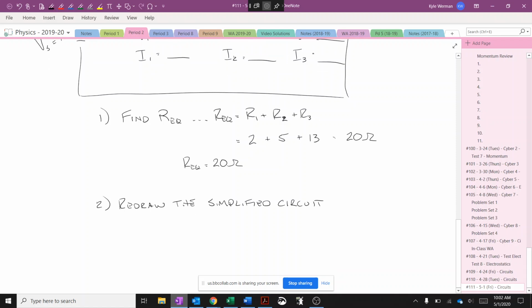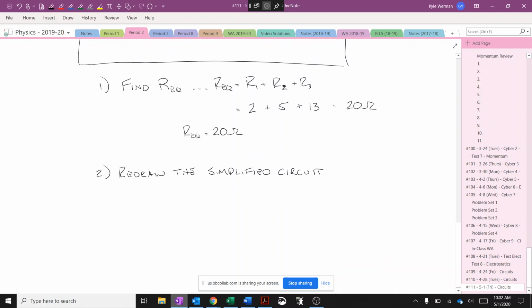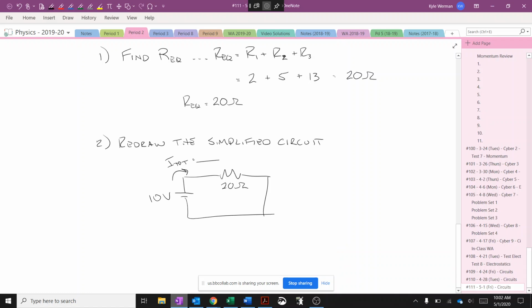So now that I know my equivalent resistance, I've effectively can redraw this circuit as a voltage supply, one equivalent resistance, and take it back through. And this is now 20 ohms. We know this is 10 volts, and so we can actually calculate I total. And so we can find I total.